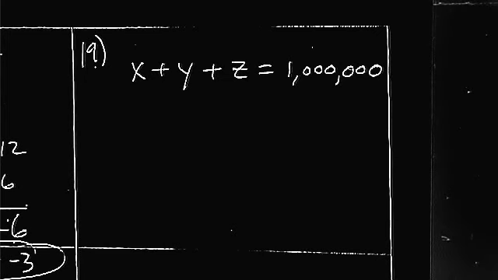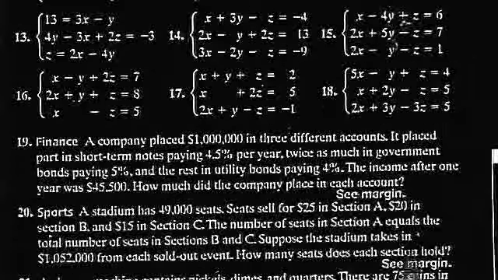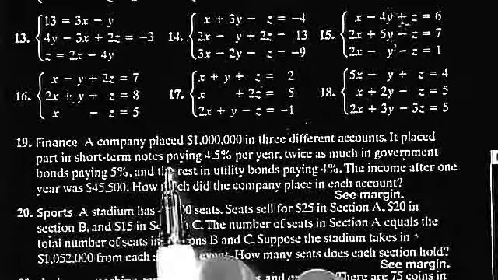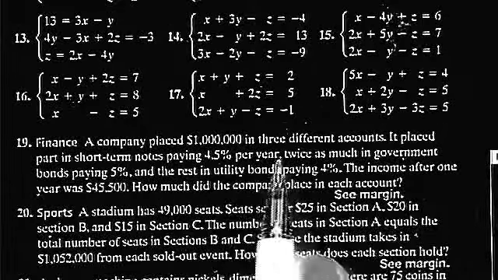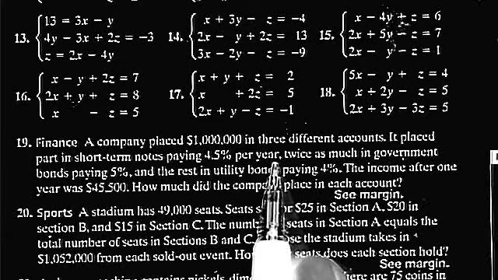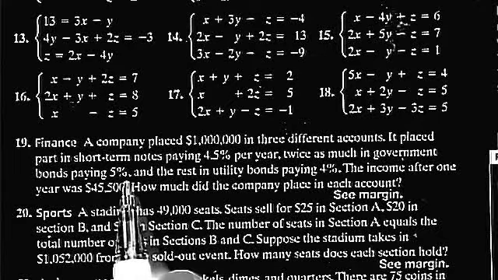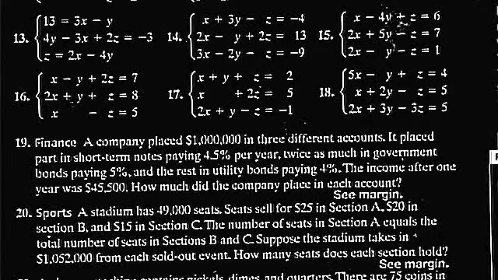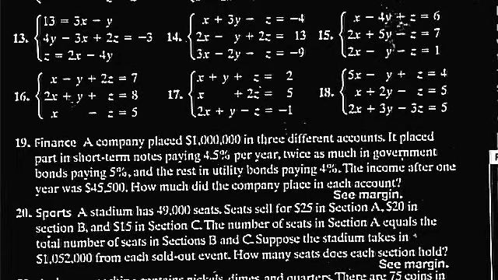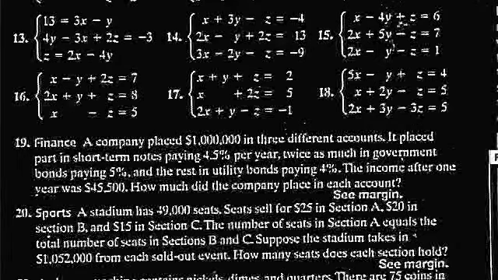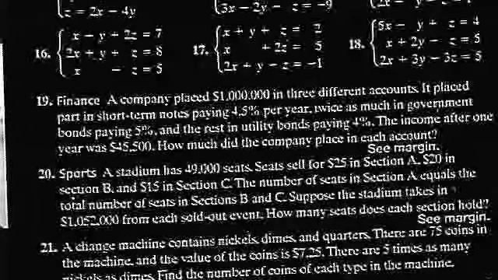It says it placed part in a short-term note paying 4.5% per year. I'm reading this from the textbook. So it placed part in short-term notes paying 4.5% per year, twice as much in government bonds paying 5%, and the rest in utility bonds paying 4%. The income after 1 year was $45,000. How much did the company place in each account?